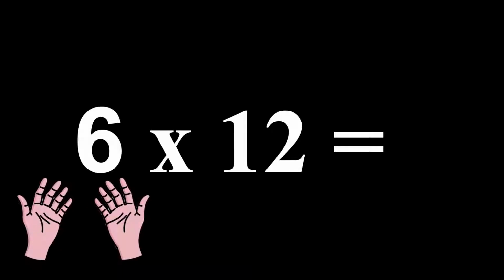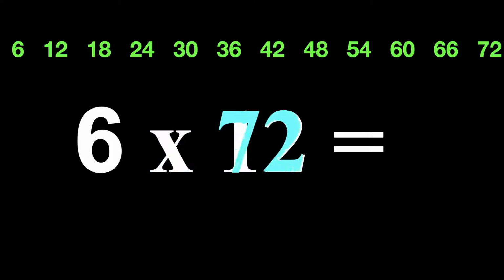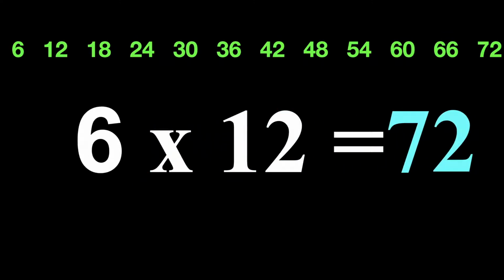6 times 12, you'll probably memorize this, but let's just do the counting for practice, okay? I'll put it up this time. Don't forget to use your fingers. 6, 12, 18, 24, 30, 36, 42, 48, 54, 60, 66, 72. And the more you do it, it'll become more natural.